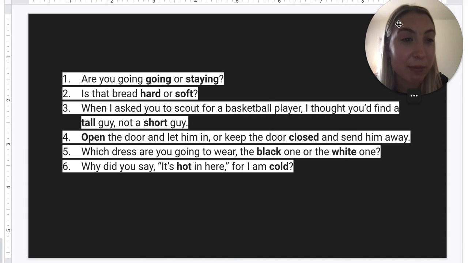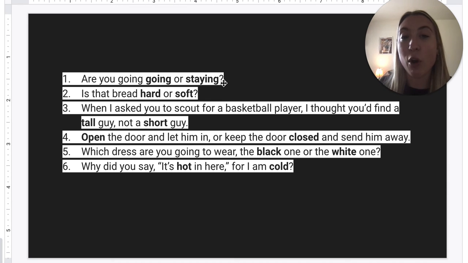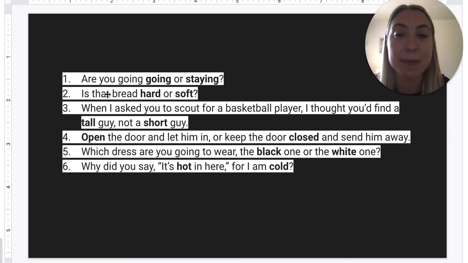Let me move my camera up here. So number one, are you going or staying? Those two words, going and staying, are opposites. If you're going, then you're leaving, and if you're staying, that means you're not going anywhere. So these are opposite words. Is that bread hard or soft? Hard and soft are another example of antonyms.